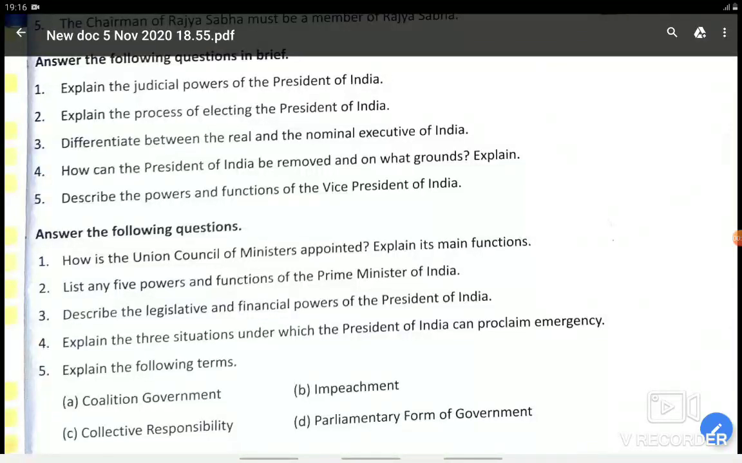Morning, children. We are going to do long question answers of chapter 19, that is Union Government, the Executive. The first question is, how is the Union Council of Ministers appointed?